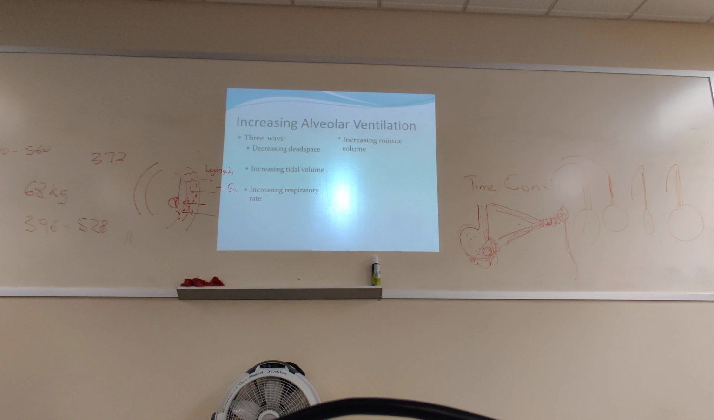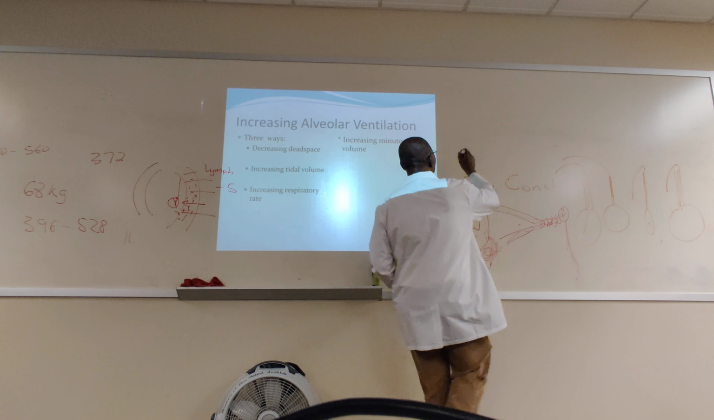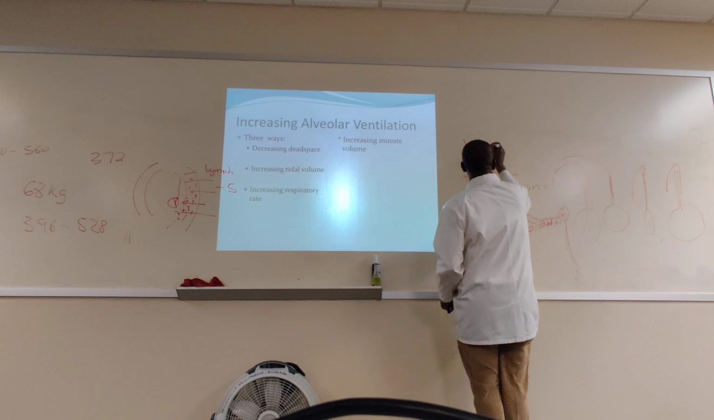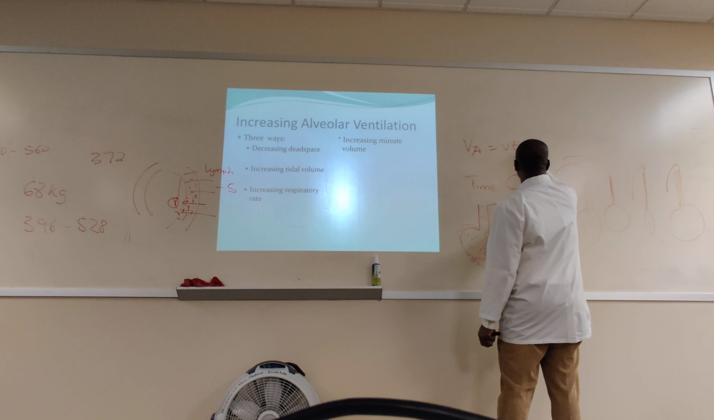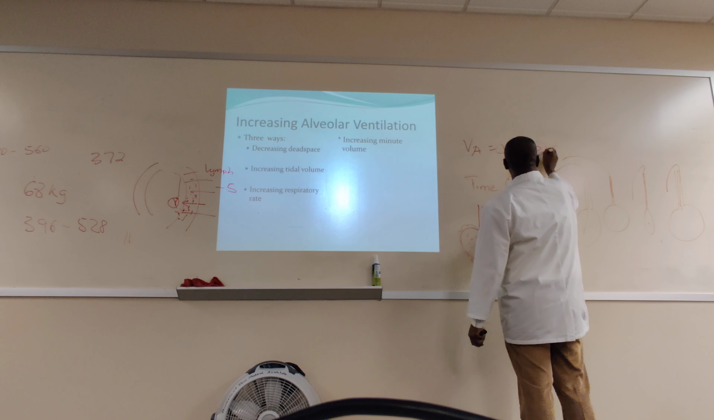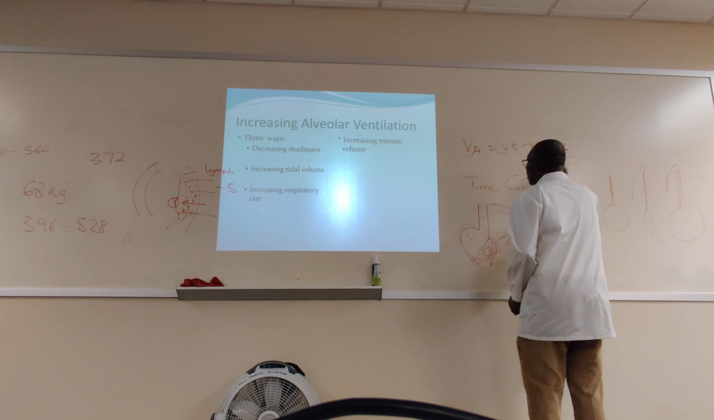Increasing alveolar ventilation, meaning decreasing the CO2. Okay? That's what it means. If your CO2 is high, your alveolar ventilation is poor. So to increase it, we need to decrease it. 3 ways that you can do that, according to the formula. Remember the formula? It says VA equals tidal volume minus dead space times respiratory rate.